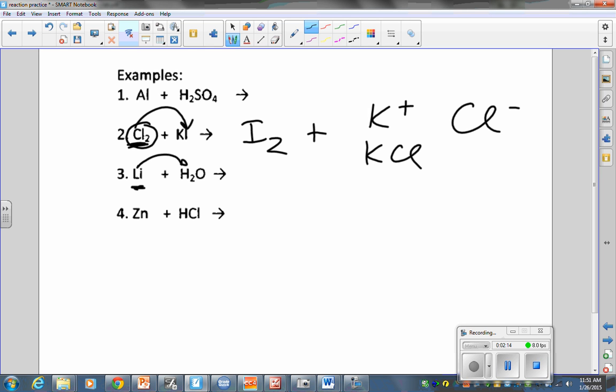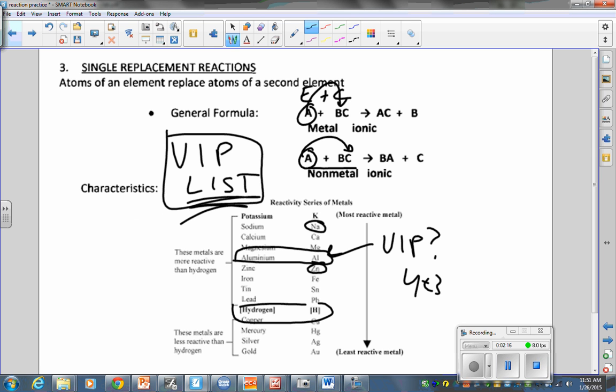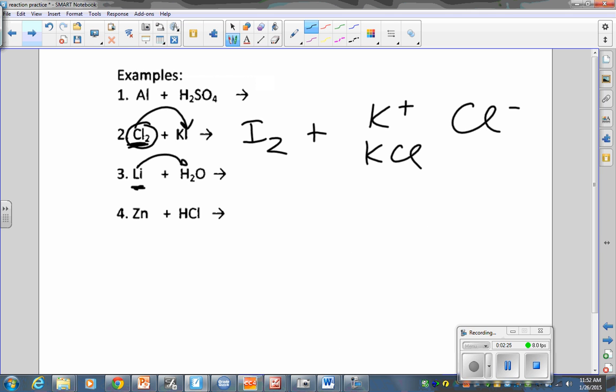If I look at number 3, lithium and H2O. When I go back and look at it, lithium is not on this table, but it's going to be up here. Lithium's going to be high up on this table. So lithium is obviously going to be above hydrogen. So that means hydrogen gets kicked to the curb. So I write H, bust out a 2 because it's diatomic. Then I have to take lithium, the positive one, the metal, look at the charge from the periodic table. Oxygen, look at the charge from the periodic table. I cross it, I get Li2O, and then from there I balance.